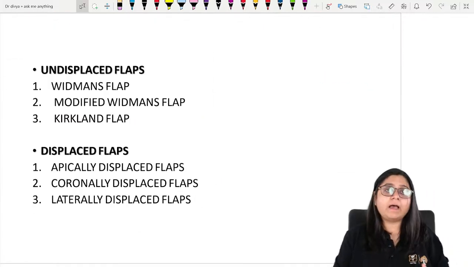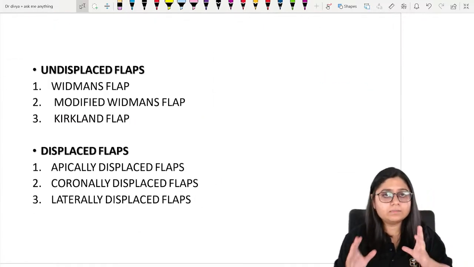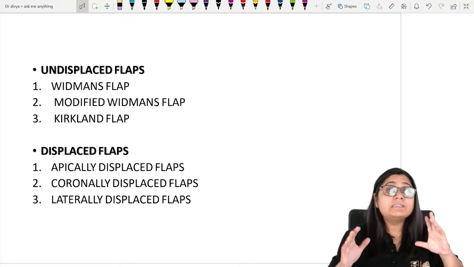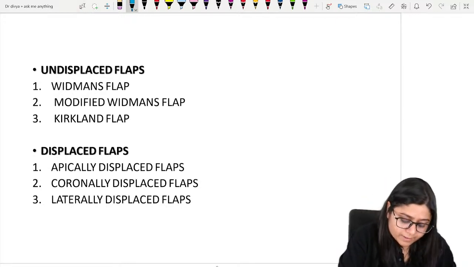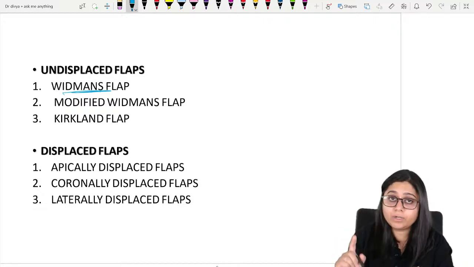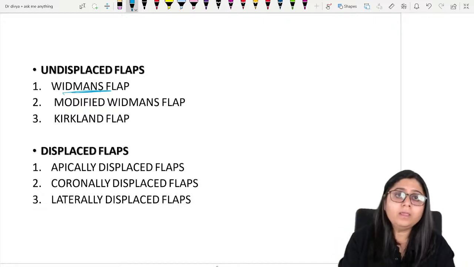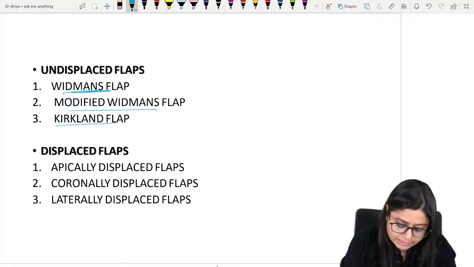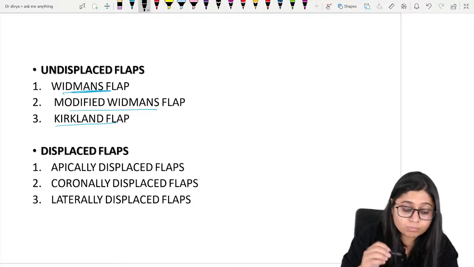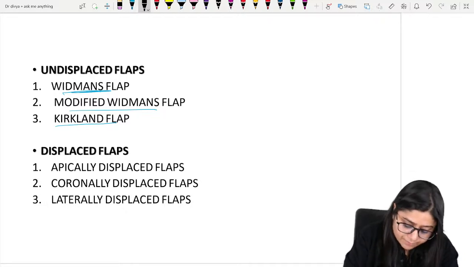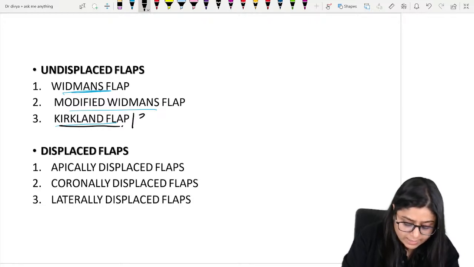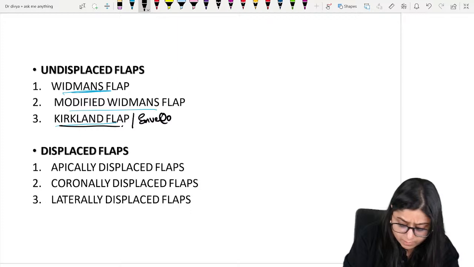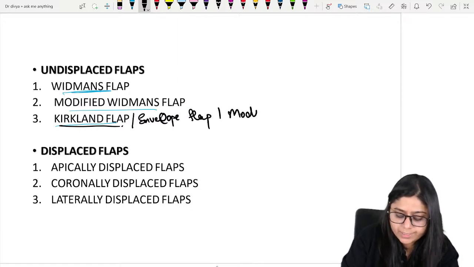Now, let us see the examples of undisplaced and displaced flaps. Undisplaced flaps include the Wiedemann flap. This was the first flap that came into existence, given by Wiedemann. Then came the modified Wiedemann flap and the Kirkland flap. In periodontics, most commonly we use this Kirkland flap. This Kirkland flap is also known as the envelope flap.